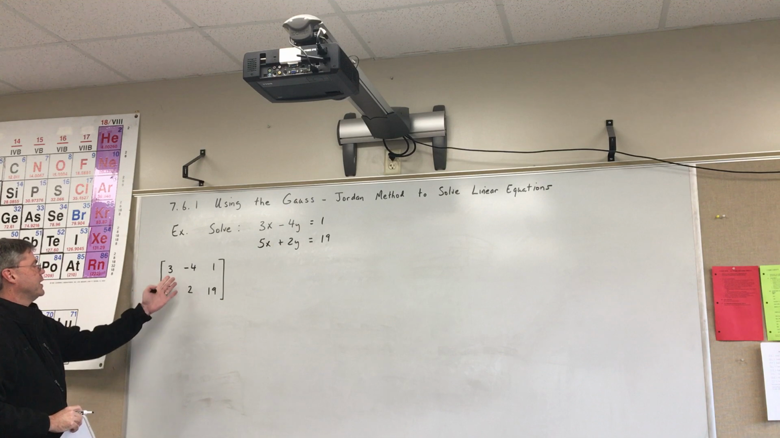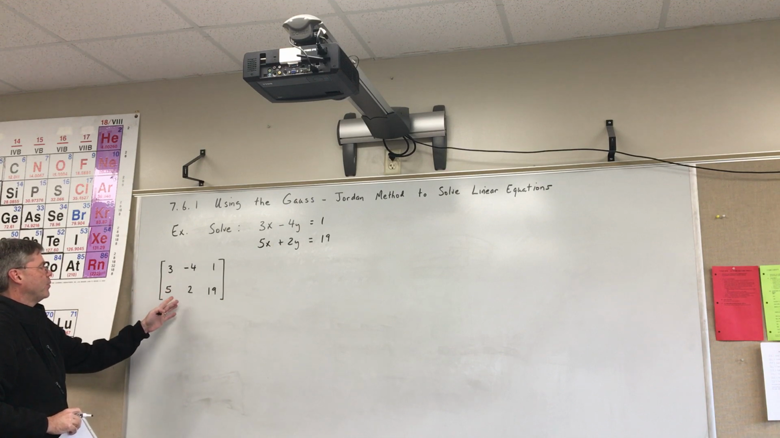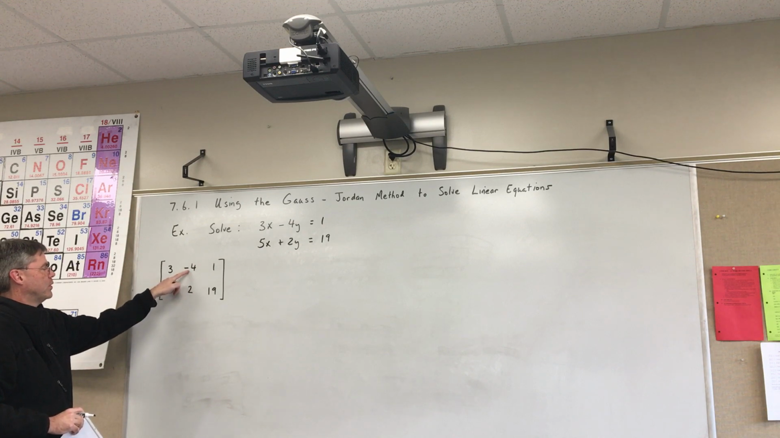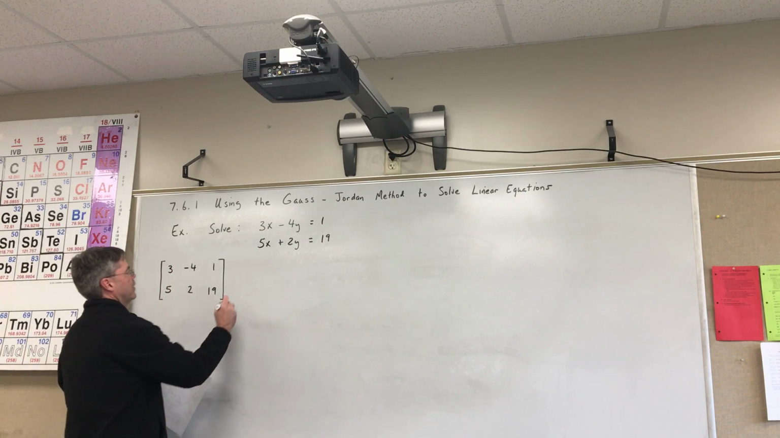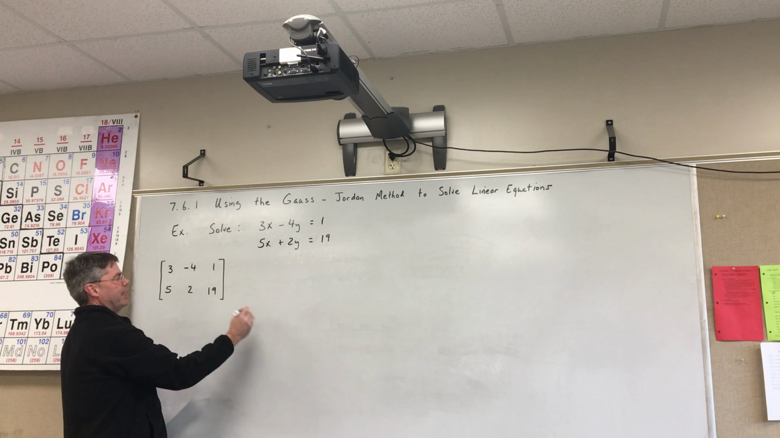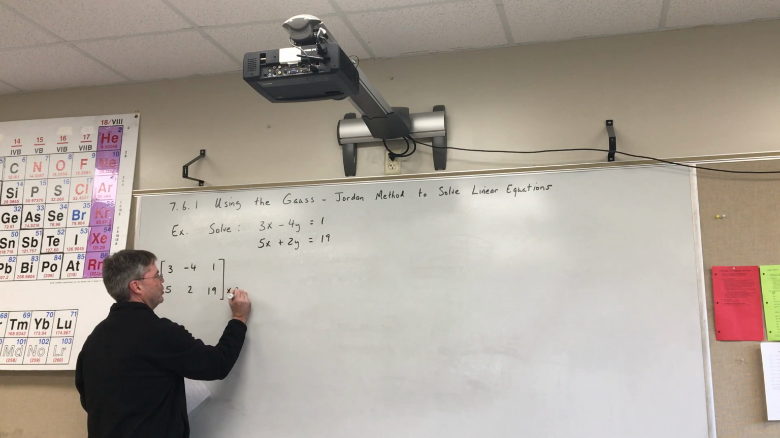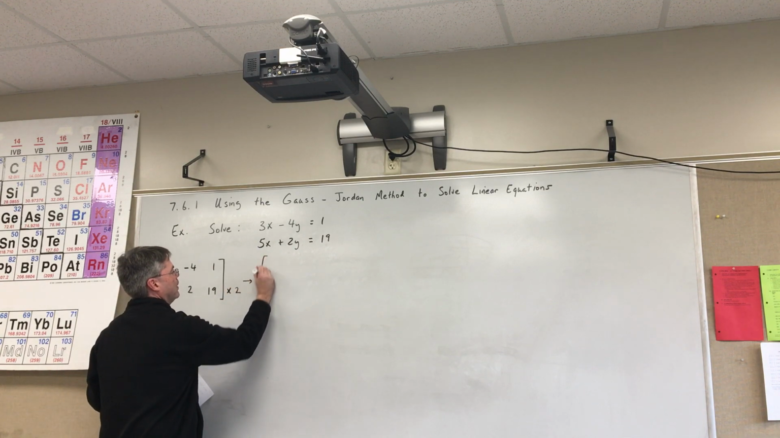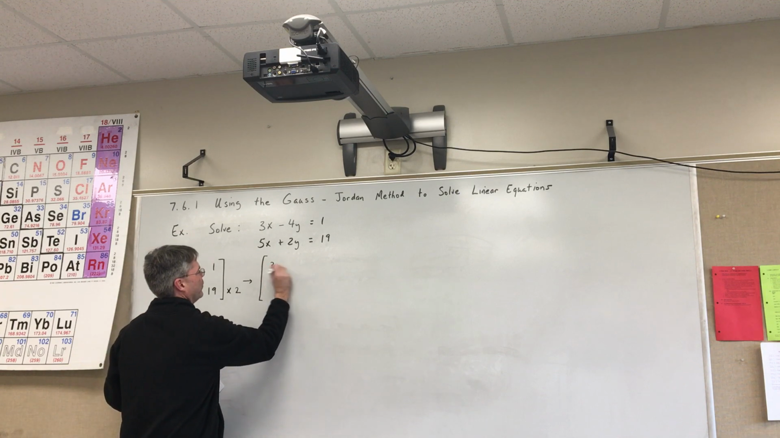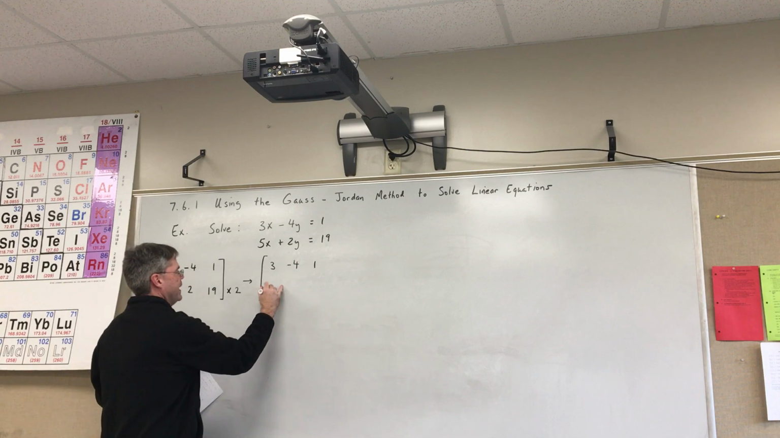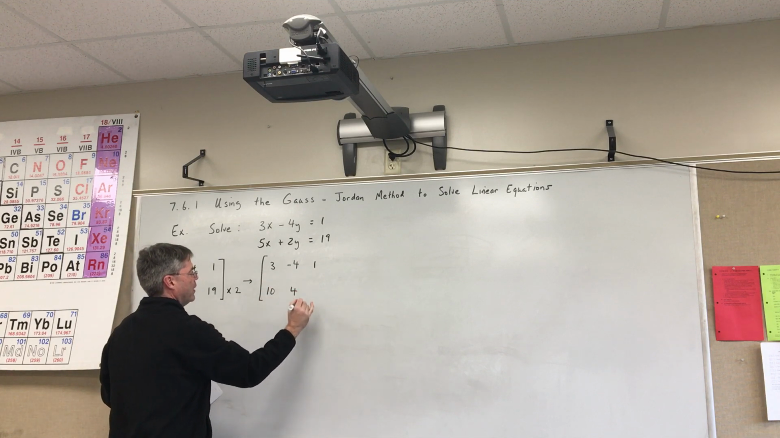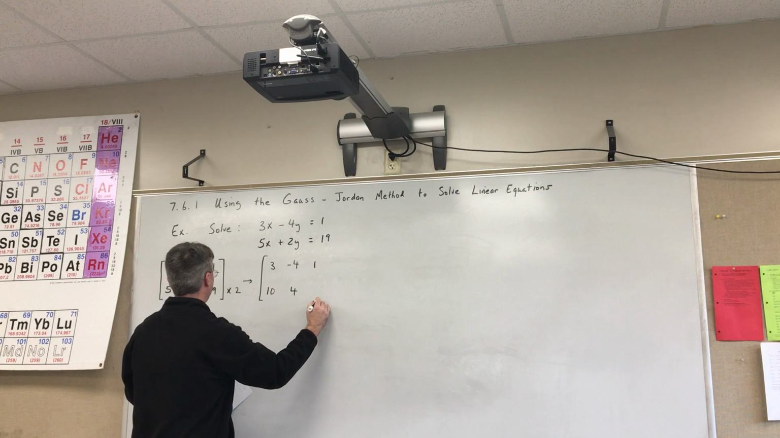Okay, I can see an opening here that if I were to multiply the second row by 2 and then add it to the first row, I could get a 0. So instead of writing it all out, I'm just going to put a times 2. That's going to give me 3, negative 4, 1, 10, 4, and 38.